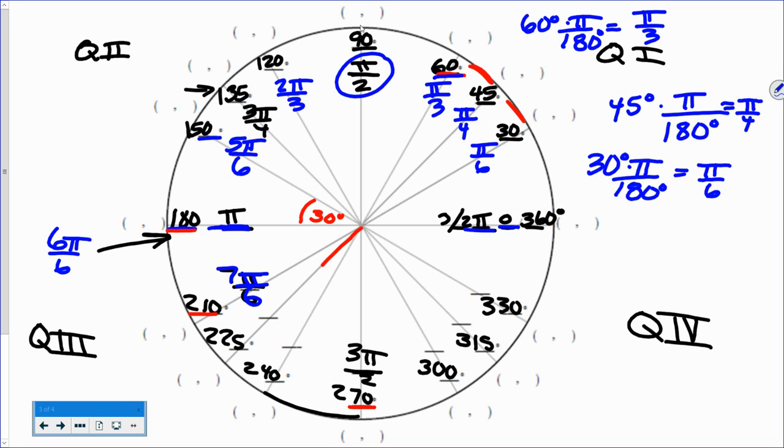So think about what that would look like in terms of pi over 6. That would be 12 pi over 6, right? Because 6 goes into 12 2 times. So that means this angle right here needs to be 1 less than 12 pi over 6. So that would be 11 pi over 6.